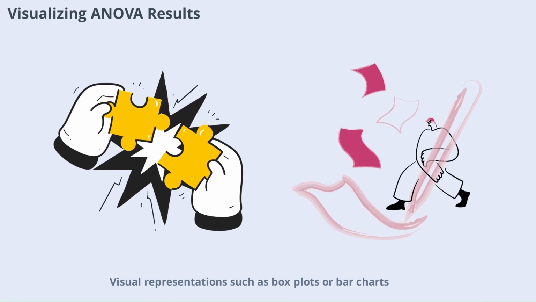Visual representations, such as box plots or bar charts, are often used to display ANOVA results. These visuals make it easy to see differences between group means and understand the spread of data within each group. Effective visualization is key to communicating your findings clearly.